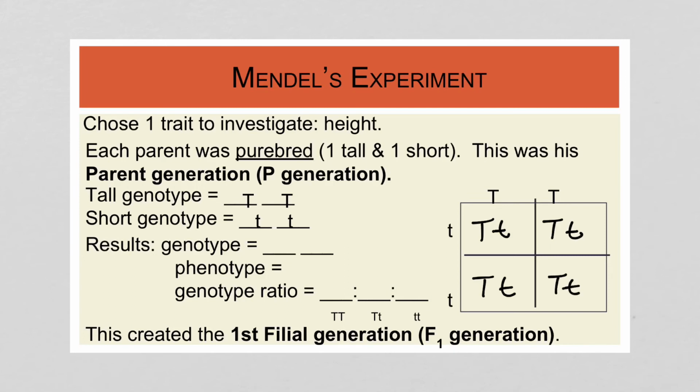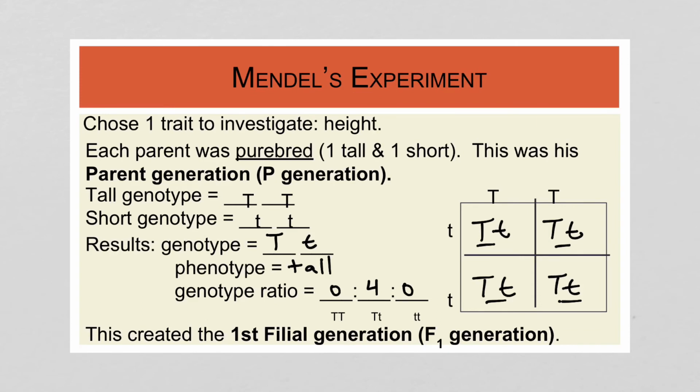All right, so all of my genotypes are heterozygous, and all of the phenotypes, since tall is dominant, and anytime the dominant allele is present, you're going to see the dominant phenotype. So since tall is dominant, the phenotype is tall. The genotype ratio is 0 to 4 to 0, because there are 4 instances of heterozygotes and no instances of homozygous dominant or homozygous recessive. And this is considered the first filial generation, or F1 generation.